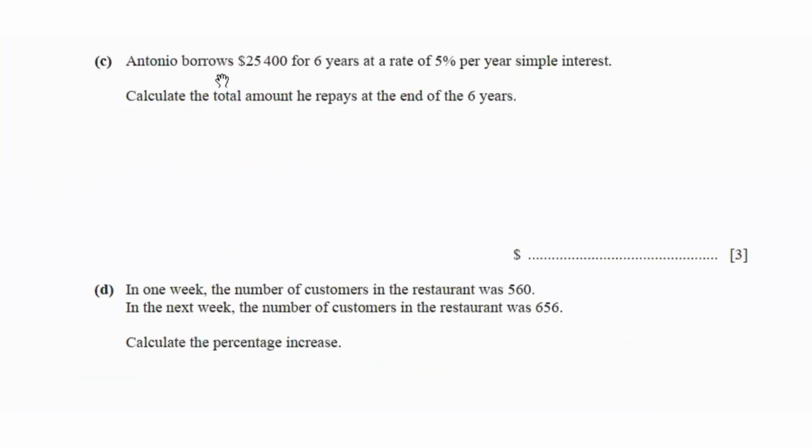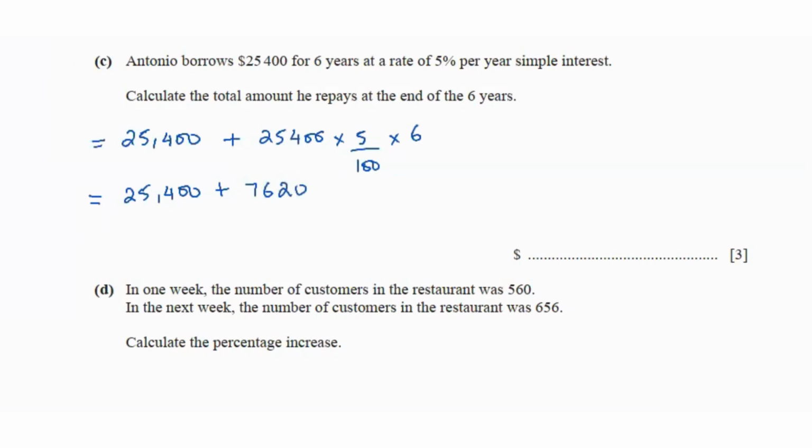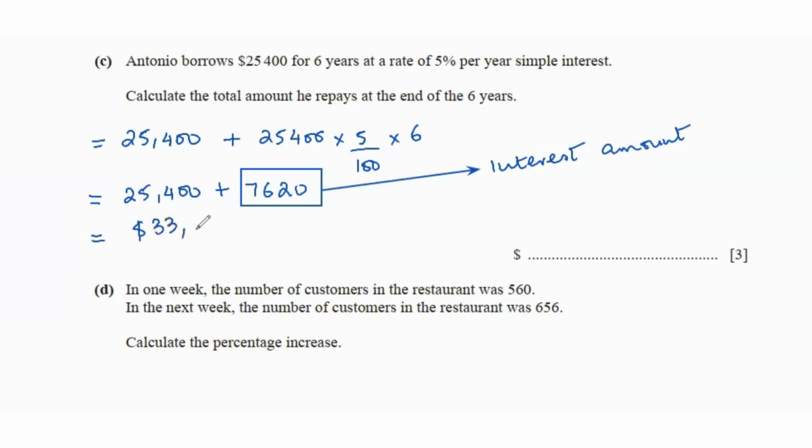Part C says Antonio borrows $25,400 for 6 years at a rate of 5% per year simple interest. Calculate the total amount he repays at the end of 6 years. That's going to be 25,400 plus the interest amount, which is going to be the principal amount, 25,400 times the interest rate, which is 5/100, and the time period, which is 6. So you solve that and you should get 25,400 plus 7,620, which is your interest amount. So we add that to the principal amount, and that equals 33,020. That is what he repays at the end of 6 years.